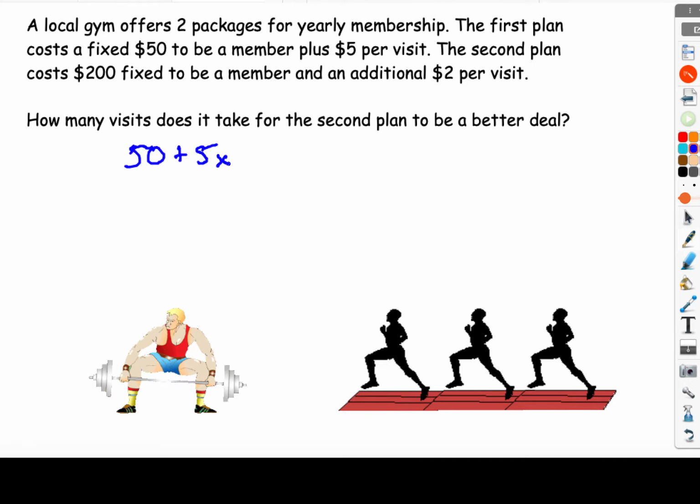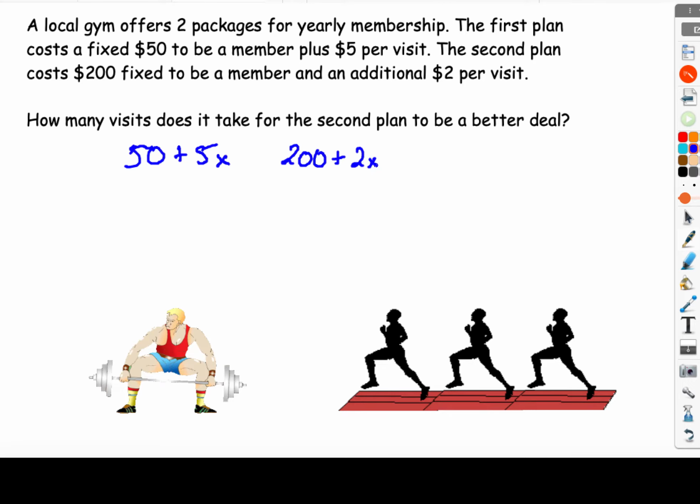Or this other membership, the second plan, is a $200 fixed cost, but it only costs you $2 per visit. So it's a lot more money up front, but you're not going to pay very much every time you go. So if you go often, this could save you money, right? If we're not spending as much every time we go. So our question is, how many visits does it take for the second plan to be the better deal?